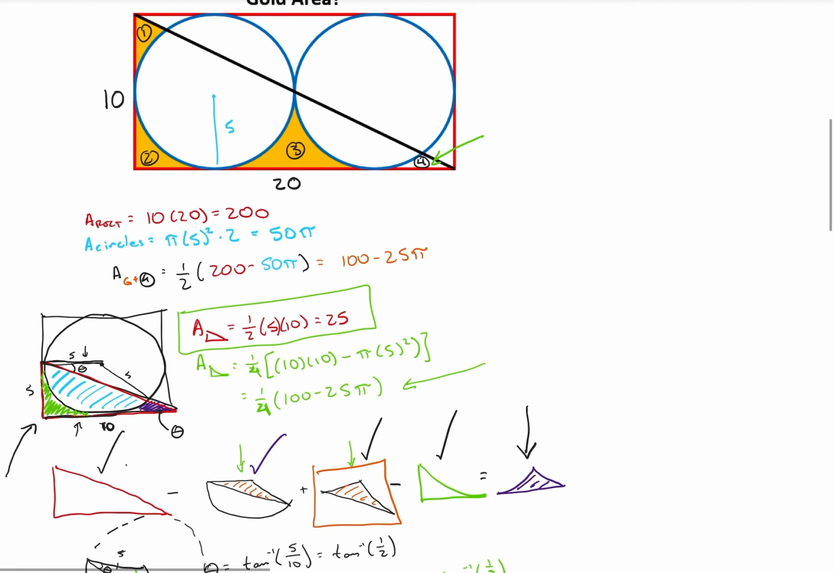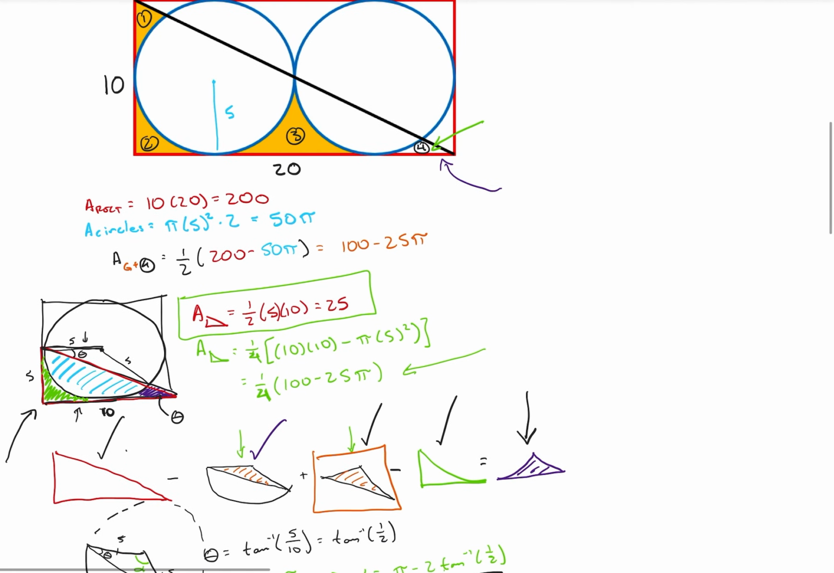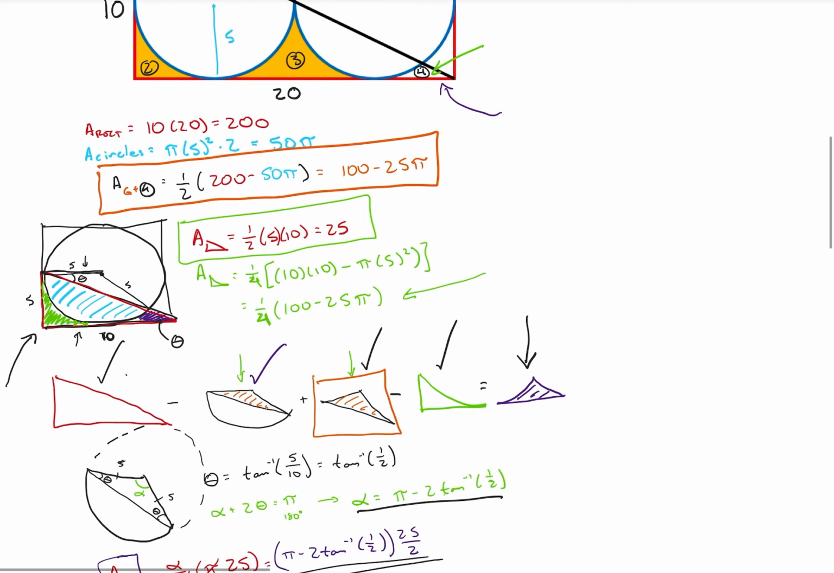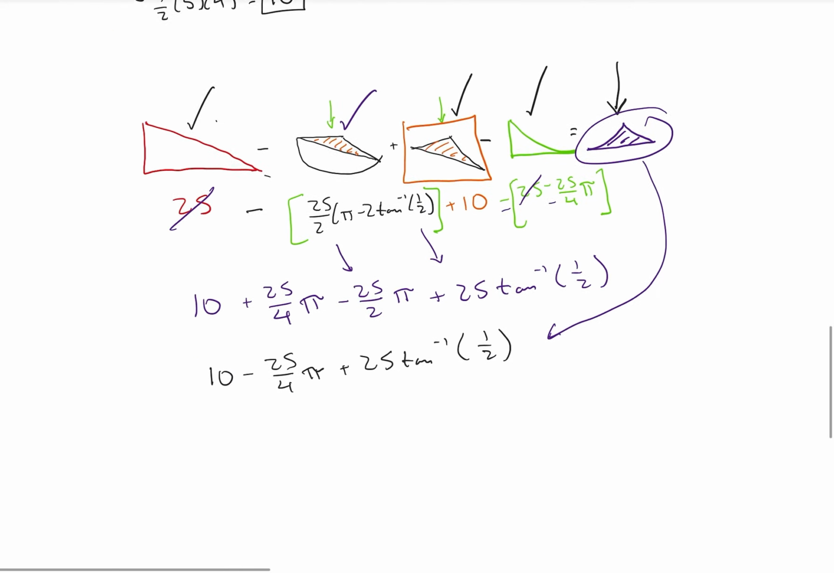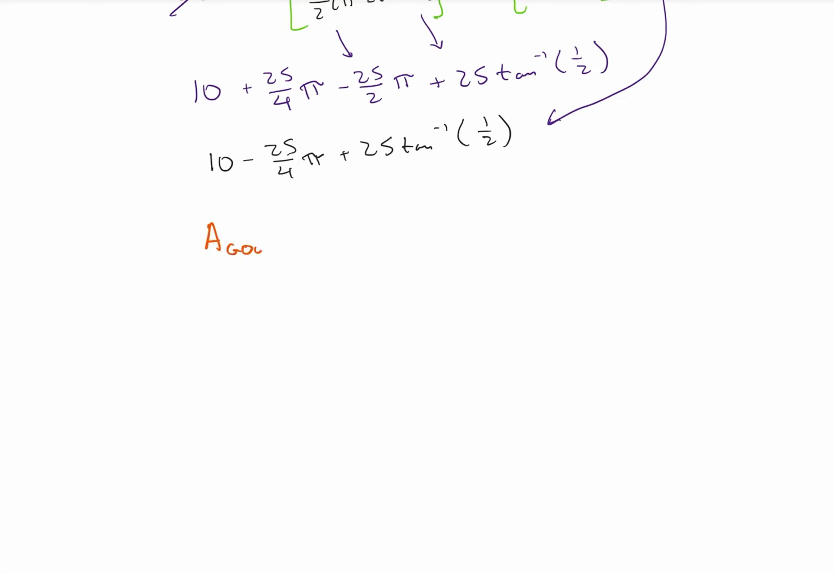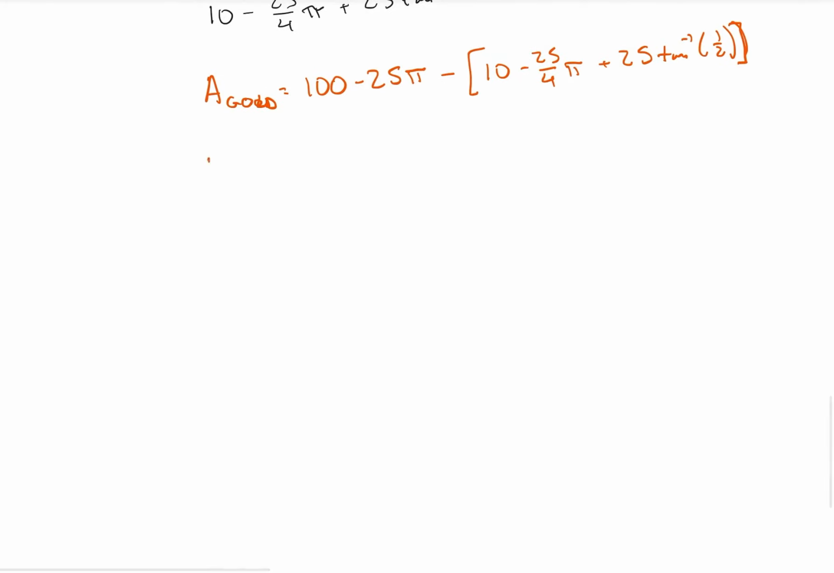So what I've just found is the area of region 4. So one of the first things I did was I found my area of gold plus that region 4 was 100 minus 25 pi, which means that my area gold is going to be equal to 100 minus 25 pi minus 10 minus 25 over 4 pi plus 25 tangent inverse of 1/2. And this is going to give me my final answer eventually here.